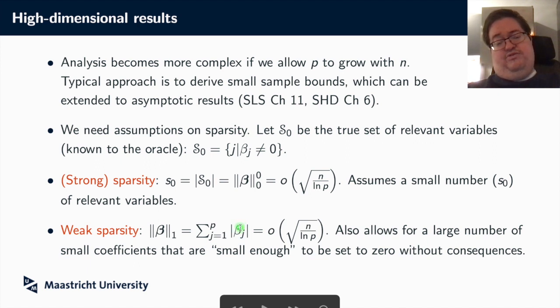The idea then is that these coefficients, even though they are non-zero, are so small that they actually do not matter that much. So if we set them equal to 0, if we do not choose those variables in our model, we don't actually lose much. There are not really consequences of that. And I think often in practice, this is a much more defendable setting of weak sparsity rather than strong sparsity. Again, the rate that we have here is the same.